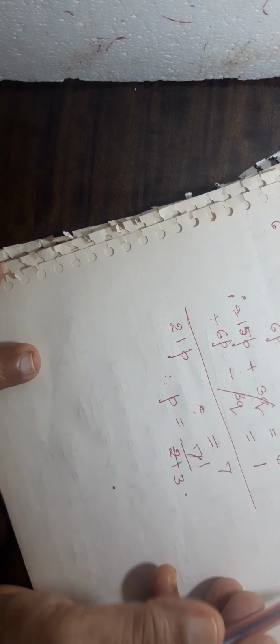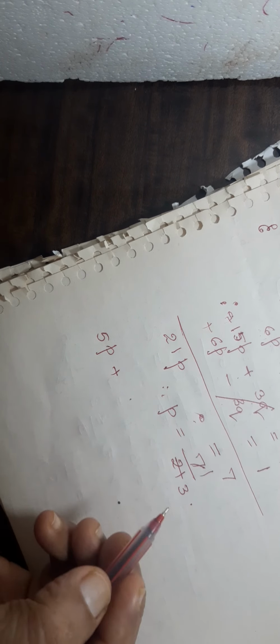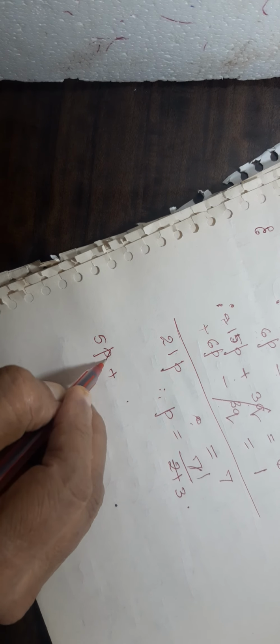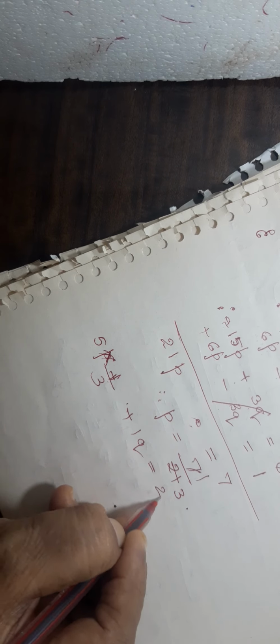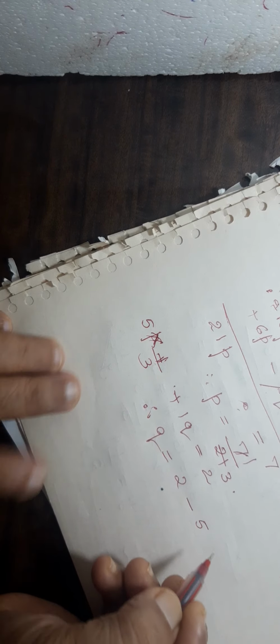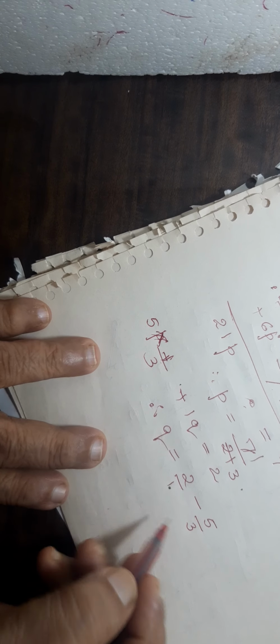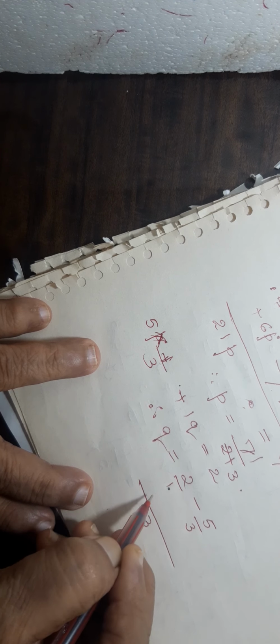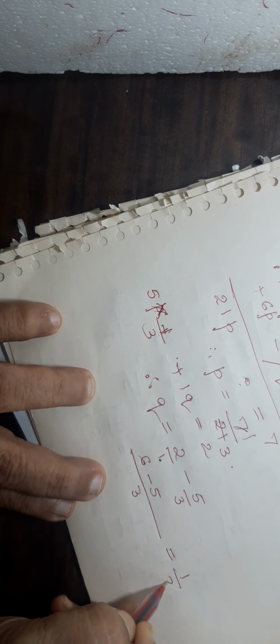Now you substitute in the first equation and get the value of q. So 5p plus 1q, 5 into 1 by 3 plus 1q, it is equal to 2. So I am trying to get the value of q now. Therefore q is equal to 2 minus 5 into 1, means 5 by 3. So you have to find the LCM now. 3 2s are 6 minus 5, which is equal to 1 by 3.